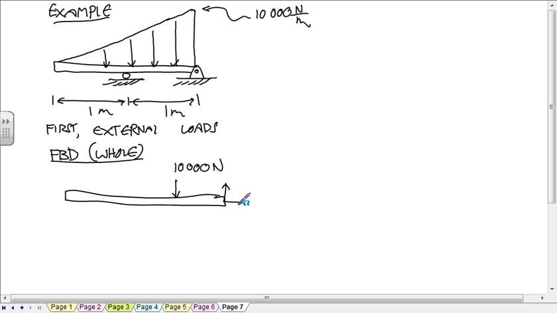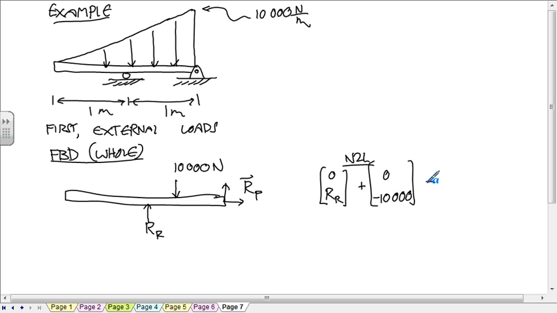And then here we have a force vector. Call that RP for pin. And then here we have a force in a known direction. I'll call that RR for roller. And we're ignoring the weight on this one. I didn't give any mass. So Newton's second law says 0 RR plus 0 negative 10,000 plus RPX RPY is equal to zeros.